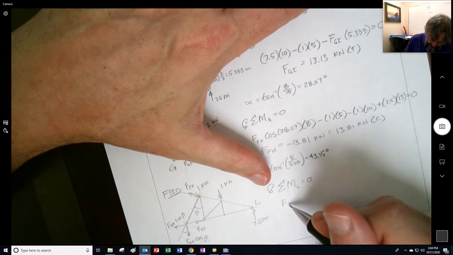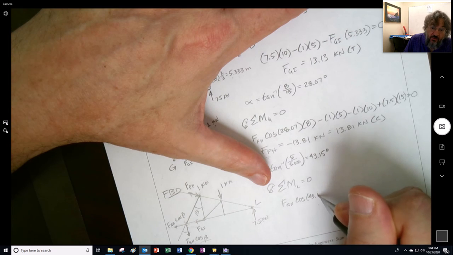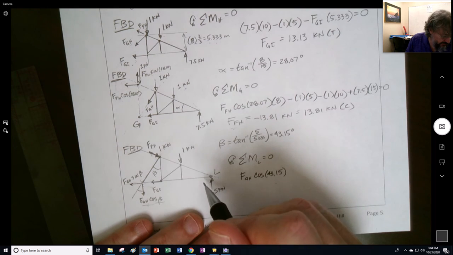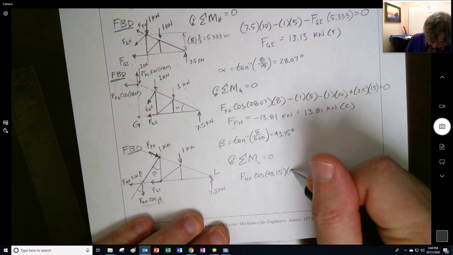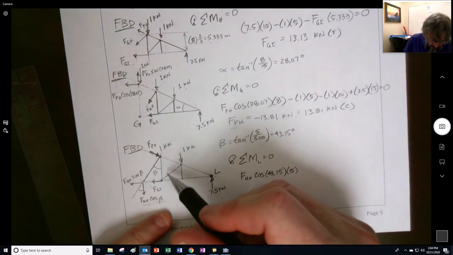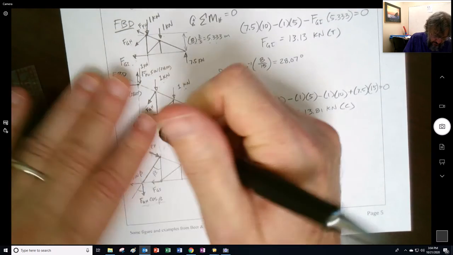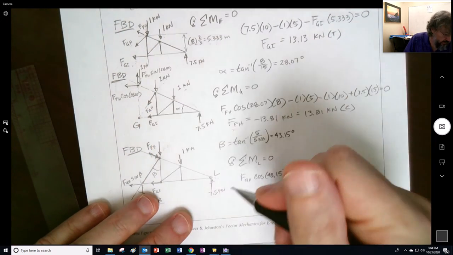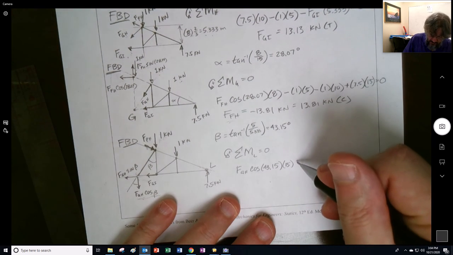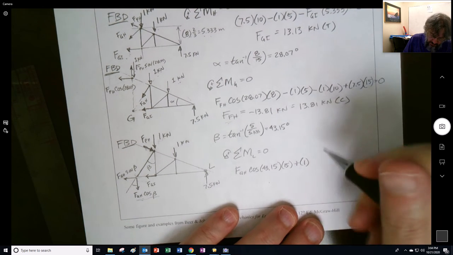What was I doing? Okay, FGH times the cosine of 43.15, and that distance is going to be 15. Is that true? Yeah. And it should be counterclockwise, so we're doing it about L. Other things, did I put in that one right there, yep, 1 kilonewton. And he's also counterclockwise.